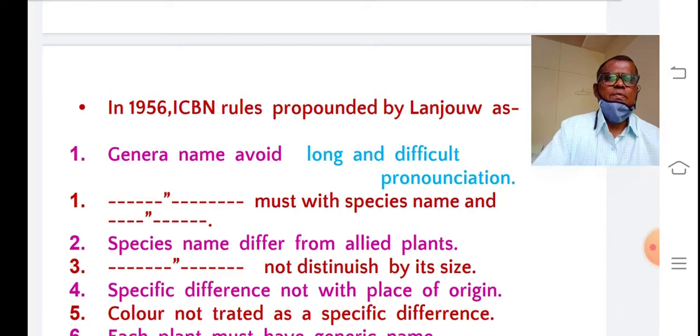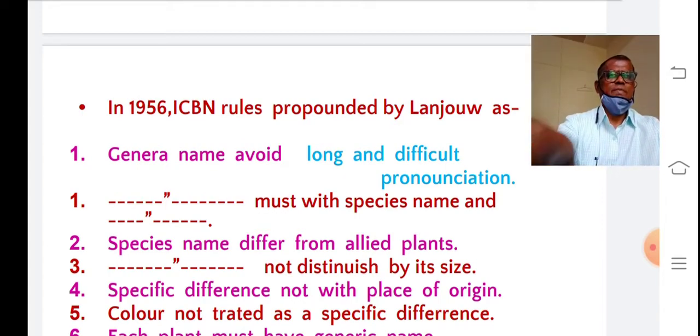After that, in 1956 the ICBN rules were propounded. Propounded means they were prepared. So genera names should avoid long and difficult pronunciation. Some old names are very long. Then the genus name must go with the species name, so it is called binomial nomenclature. Already you know each plant has a botanical name, right?